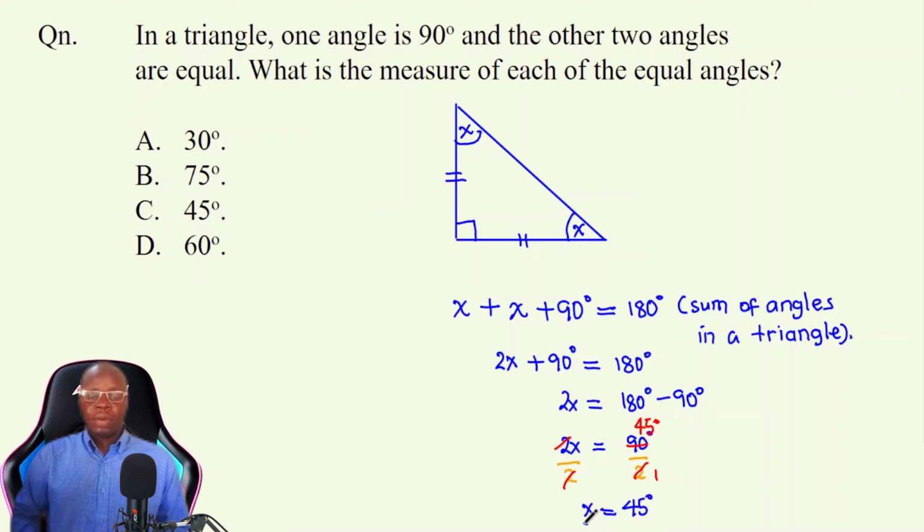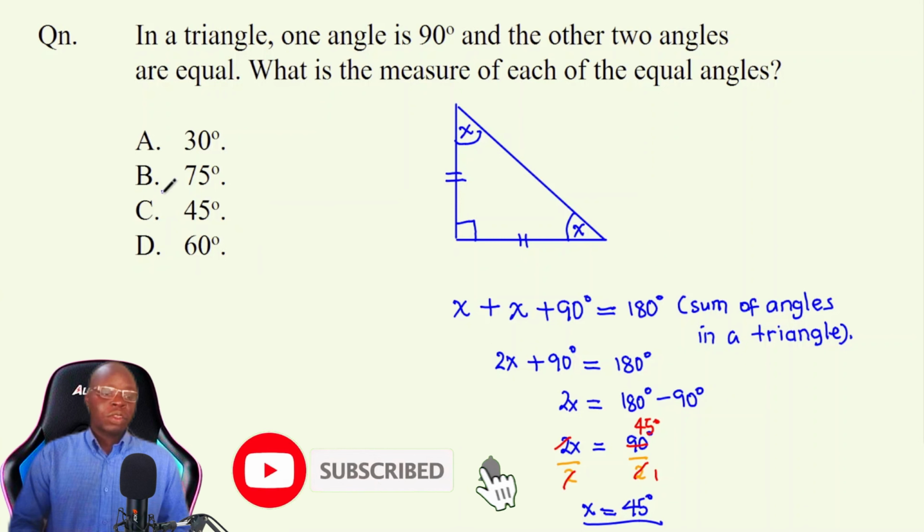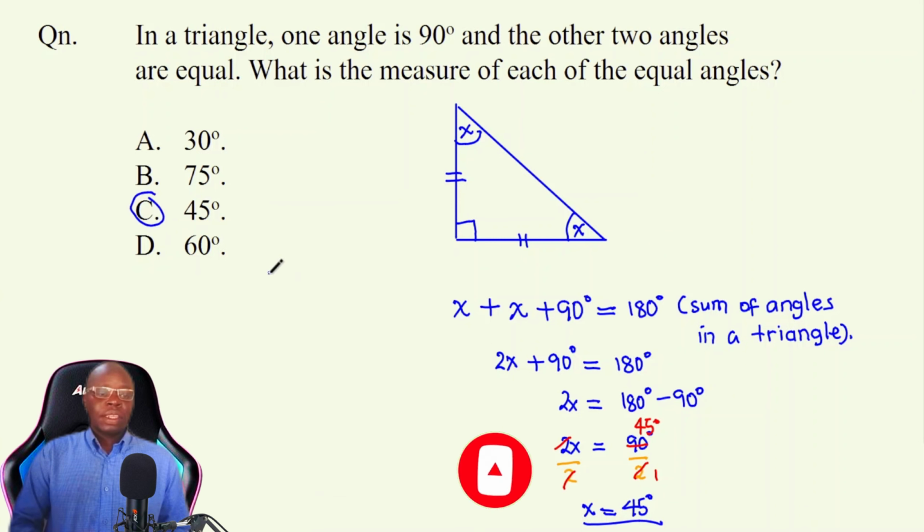So from here, the value for x is 45 degrees. We check from our solution here the option that is exactly like our answer, and you can see that option C is our answer and is the correct value for that matter.